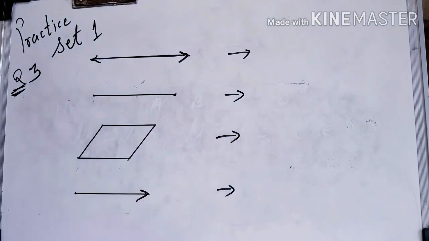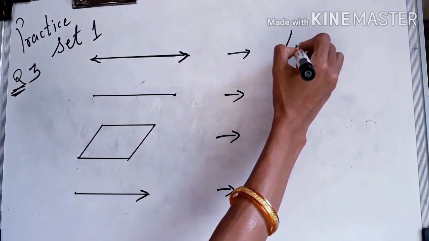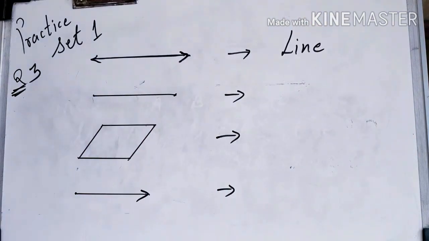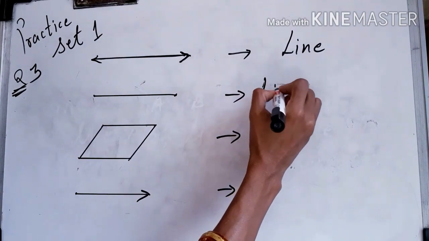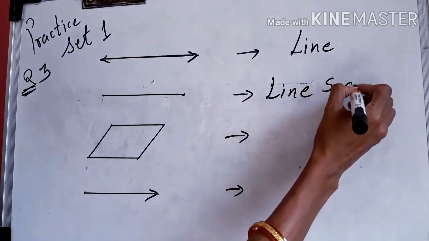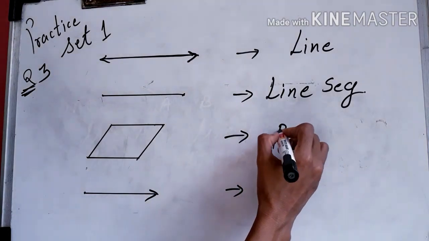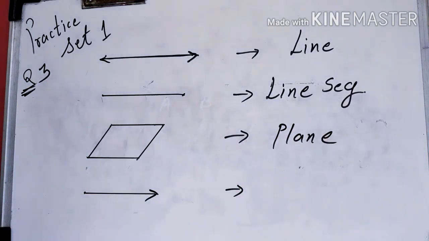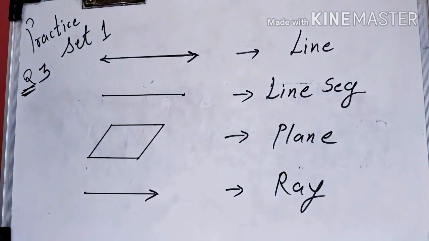Okay. Now first figure is of line because it has arrows towards both directions. Second figure is of line segment. Third figure is of plane. And fourth figure is of ray. Okay. So these are the 4 geometrical figures.